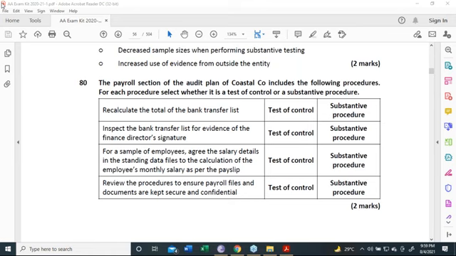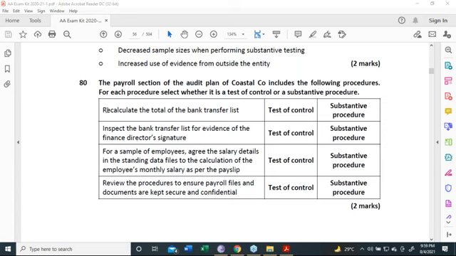Yes, Sarosh, even if the control system is operating effectively, you have to remain skeptical and you have to apply substantive procedures. You are right. Okay, let me go to the question number 83.